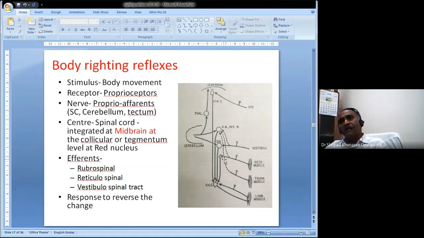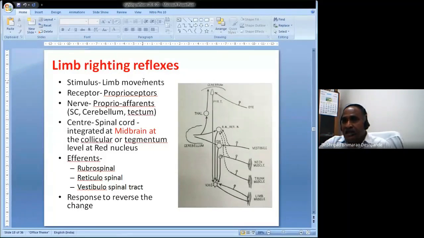Next is the body righting reflex. Body is here. This is a trunk. So now, what is the stimulus? Stimulus is body movement, because now the body has moved, and the head and neck remain stationary. If I make the head and neck stationary, I have tilted the body. So that is a difficult thing. Maybe when I show the example, you will be able to understand that.